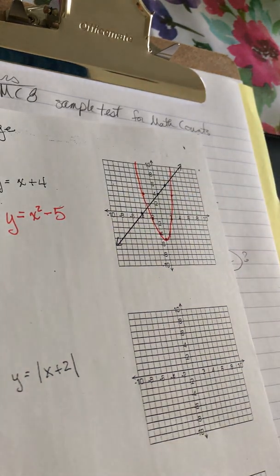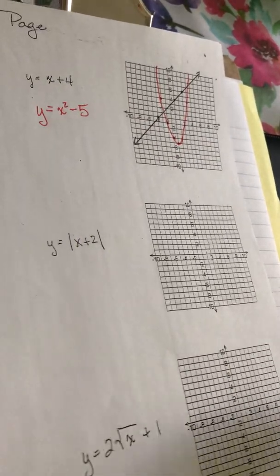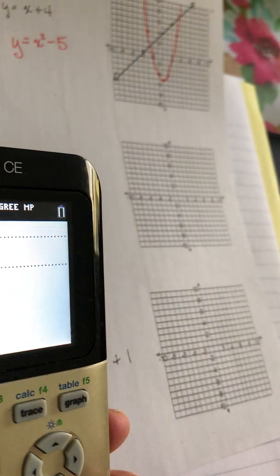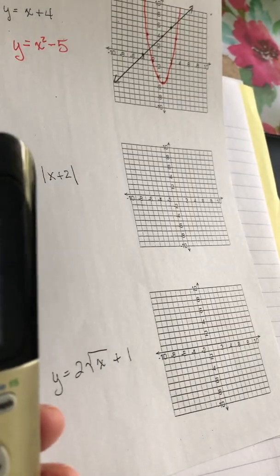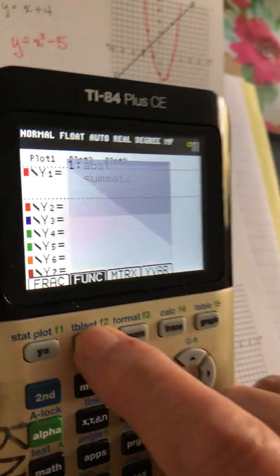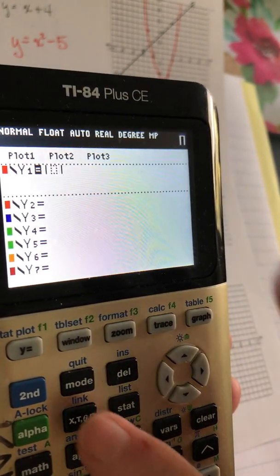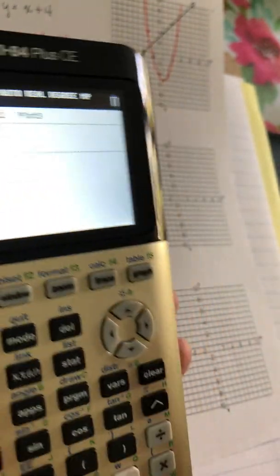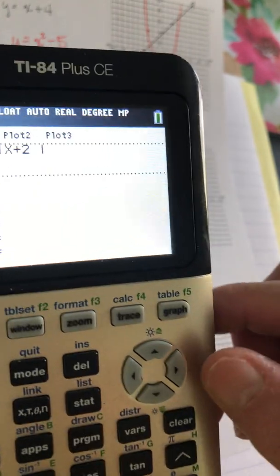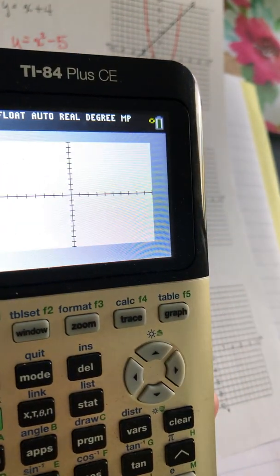Okay? All right, let's look at the next practice. That's got our absolute value. So I clear. Now remember, absolute value, that's your alpha F2, okay? And then I put in my x plus 2. Now see that little arrow? That tells me, hey, get out of your absolute value and then graph it.